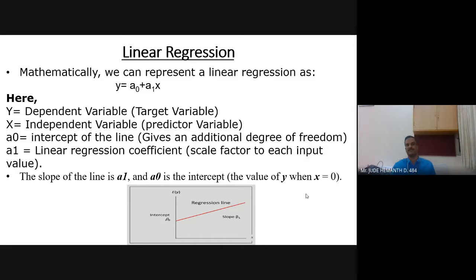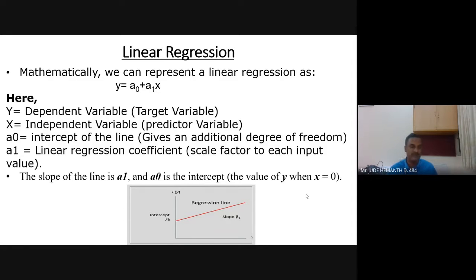Y is equal to mx plus c. Here m is replaced with A1. And A0, what is A0? It is called the intercept of the line. What is this intercept? Just read the last line in the slide.